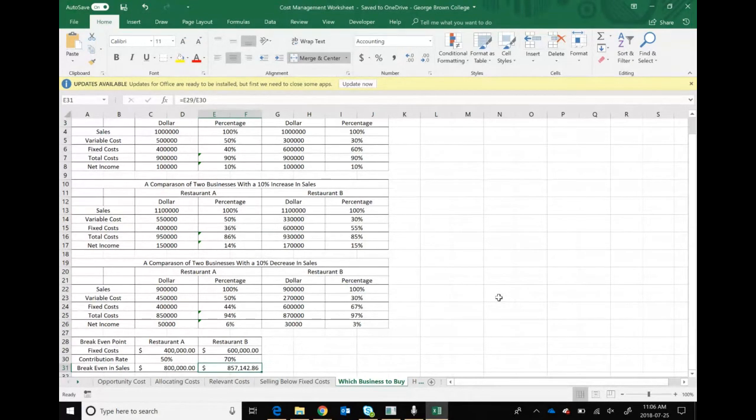However, restaurant A, the cost structure is not suited towards sales growth. However, it does have a much lower break-even point, and thus could still perform well during sales slowdowns. And it would take a while for someone to be concerned that restaurant A would be losing money because it has a lower break-even point.